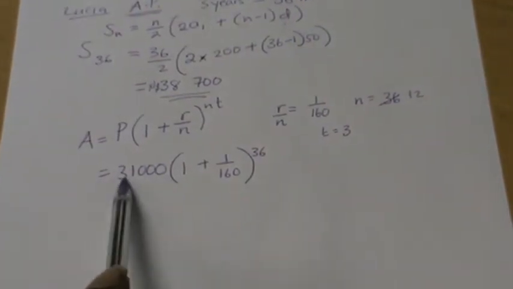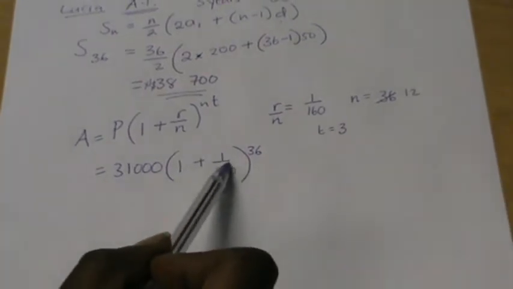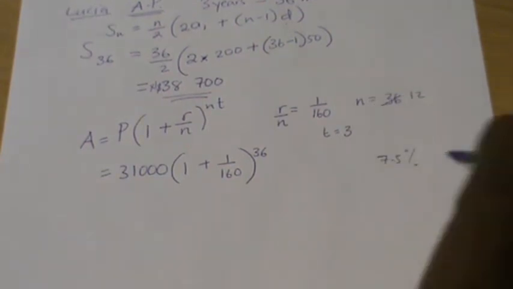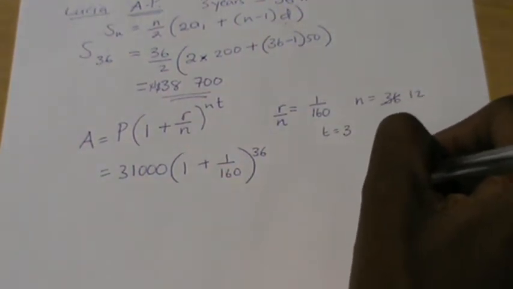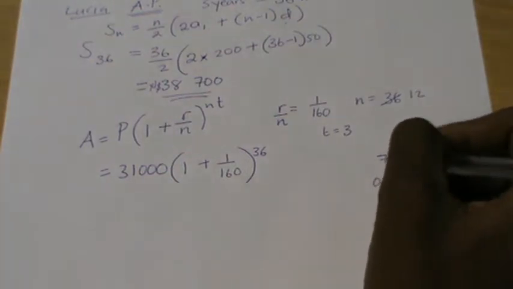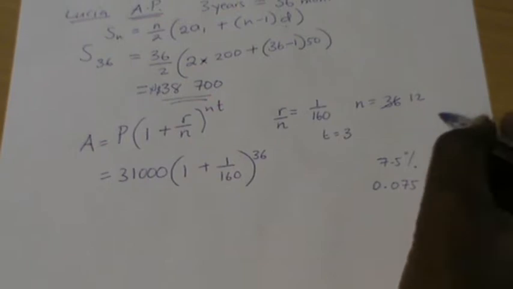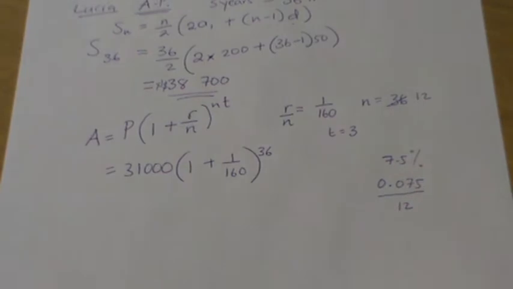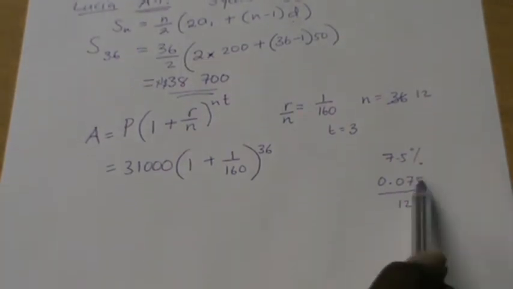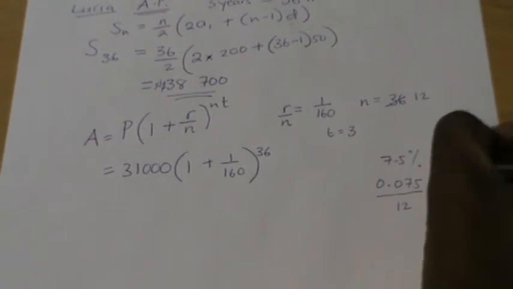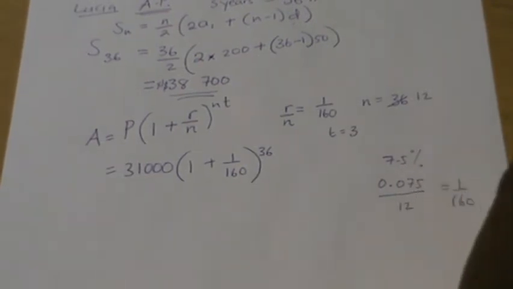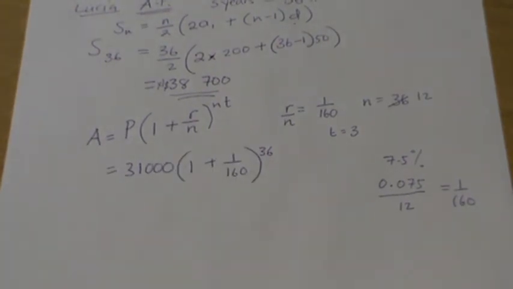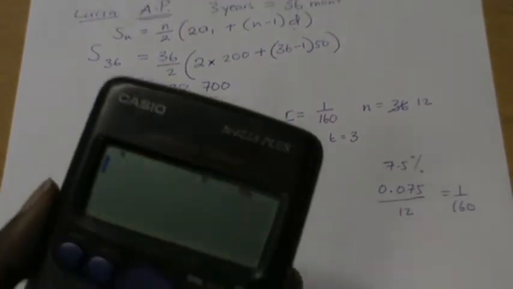So this is the amount that he invested. And this value here, how did I get that? I said this 7.5%, I converted it to a decimal. This is 0.075 because percent means over 100. And then I divided this by 12 so that I can get the monthly amount that it is compounded. So if it is compounded this much in a year, then 1 over 160 is the amount that it is compounded per month.